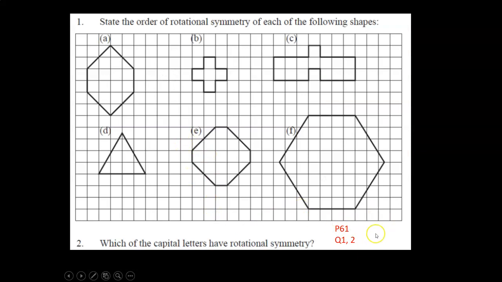Okay, from page 61 in your supplementary book, I would like you to find the order of rotational symmetry of all of these shapes and think about which capital letters have rotational symmetry. Pause the video while you do those questions and mark them.